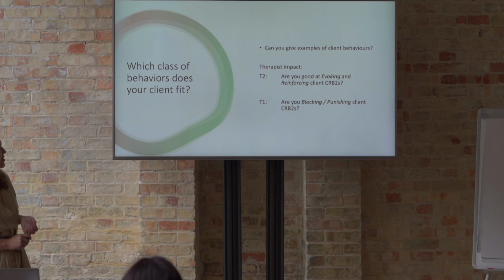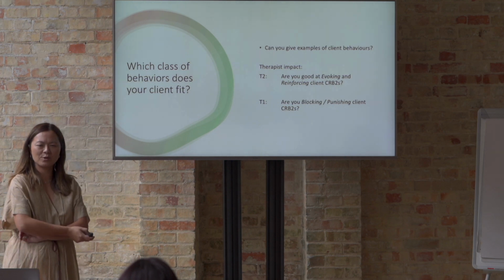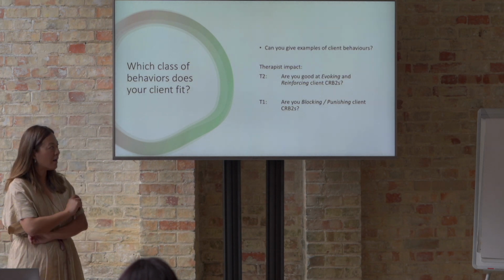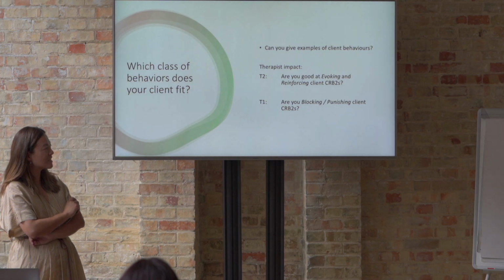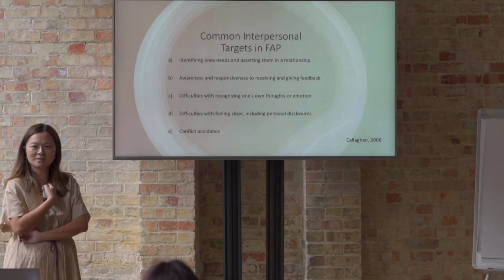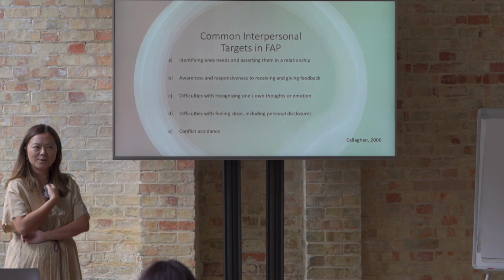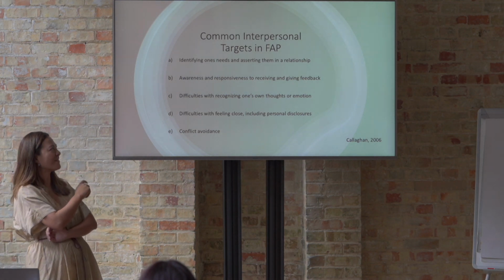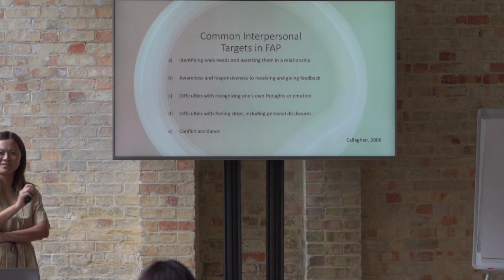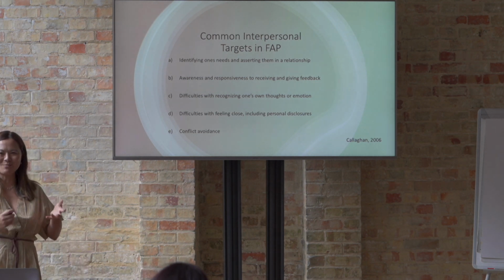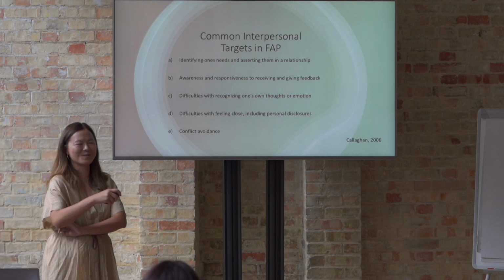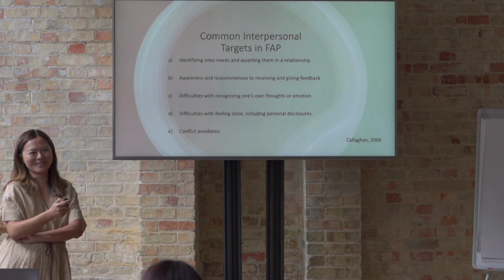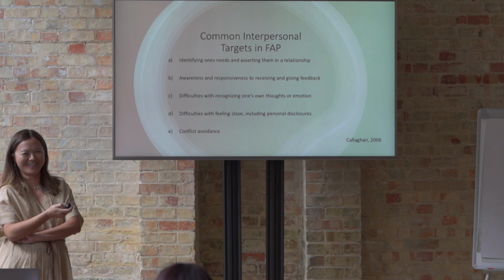So, which class of behavior does your client fit? Can you give an example, from your clients or people you know, where you can identify any problems, or people who are really good at certain things, where you think, oh my gosh, they're really good at that? The CRB1, I really enjoy watching coming from them. Or CRB2, sorry. CRB1's problem. I'm getting it wrong.